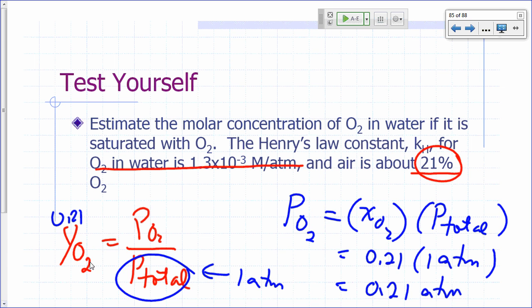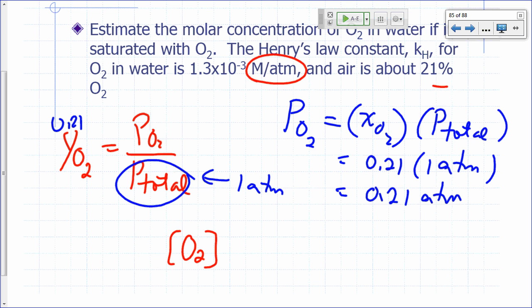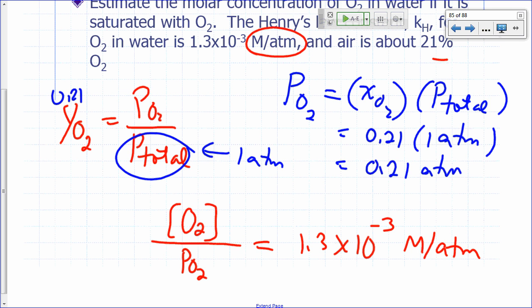Okay. Now let's look at our Henry's law constant here. Look at the unit for Henry's law constant: molarity over atmosphere. So what's our equation for Henry's law? What goes in the numerator? Something that has molarity, right? So concentration of O2 goes in the numerator. What goes in the denominator? A pressure quantity. So partial pressure of O2 must be in your denominator. So that's equal to 1.3 times 10 to the negative 3 molarity per atmosphere. That's your K sub H.